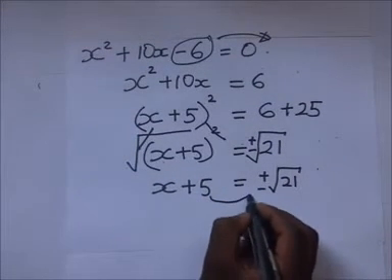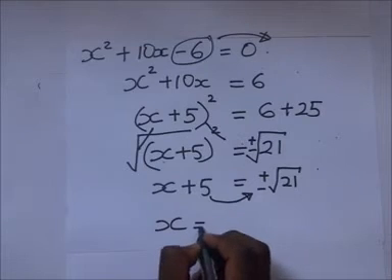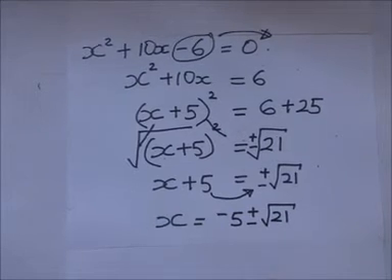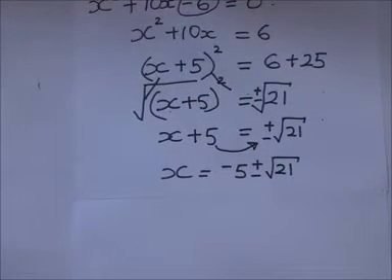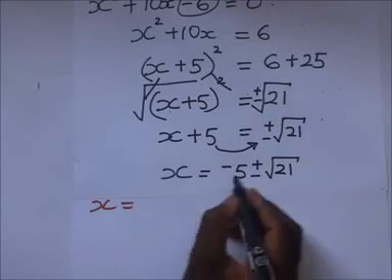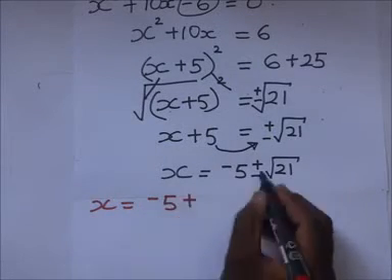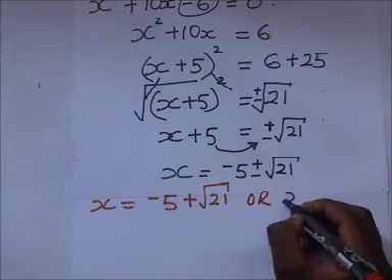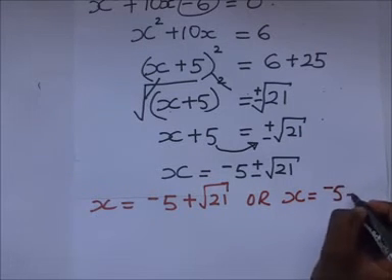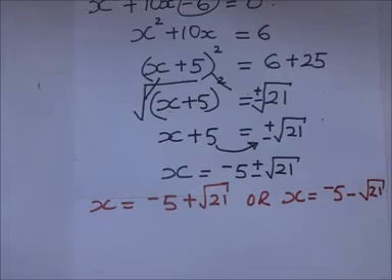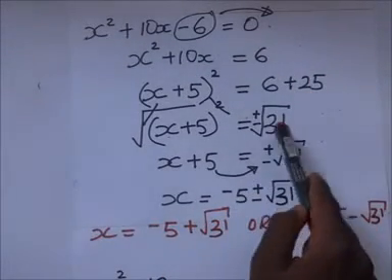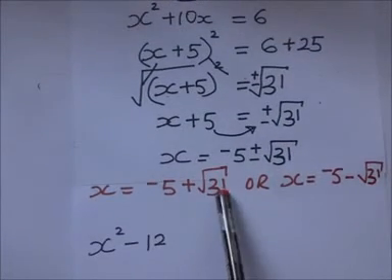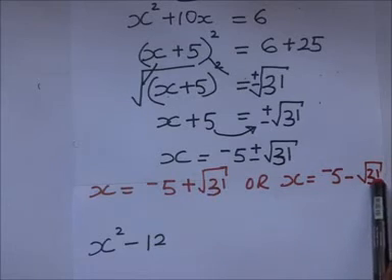So here, when this 5 goes to that side, you remain with the value of x, giving you negative 5 plus or minus the square root of 21. So you have two values of x. X is either negative 5 plus root of 21, or the value of x here is negative 5 minus the square root of 21. Actually, 6 plus 25 is 31, so it is actually root of 31, not 21 like I had earlier said. It's 31 here and 31 right there.